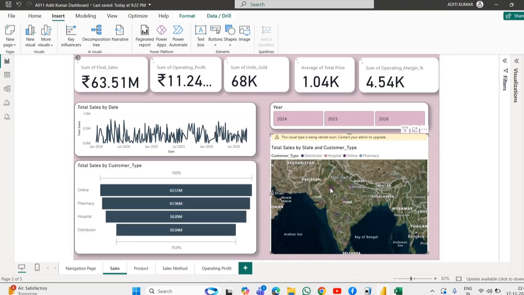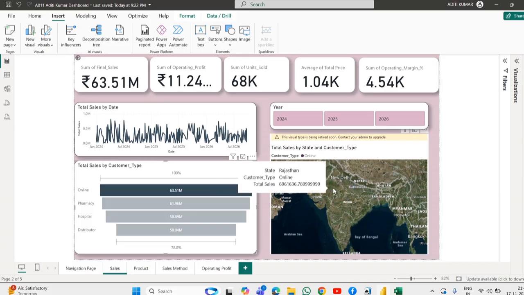For example, the online sales in Rajasthan is around 6,96,000 1636.78. In New Delhi, it was around 67 lakh 28,379.43 rupees, and so on.